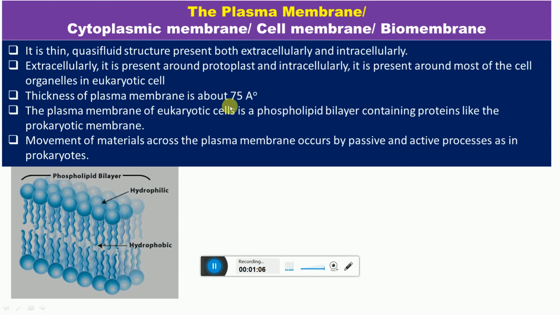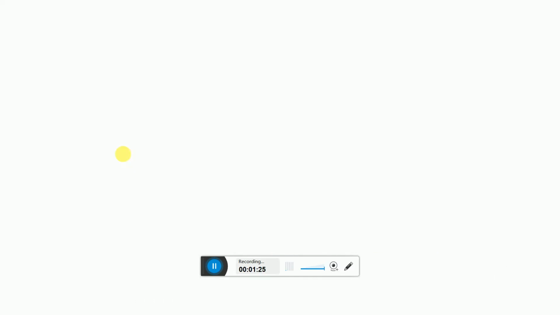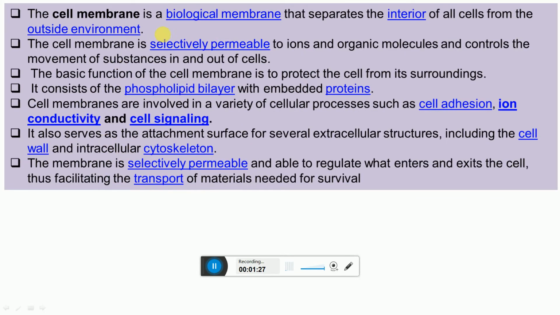The thickness of the plasma membrane is about 75 angstrom. The plasma membrane of a eukaryotic cell is a phospholipid bilayer containing proteins, like the prokaryotic membrane. Movement of material across the plasma membrane occurs by passive and active processes, as in prokaryotes. You can see in the figures the structure of the plasma membrane, the phospholipid bilayer.